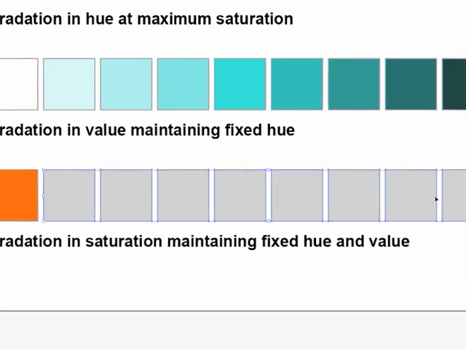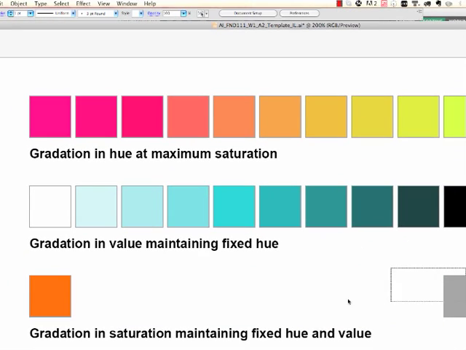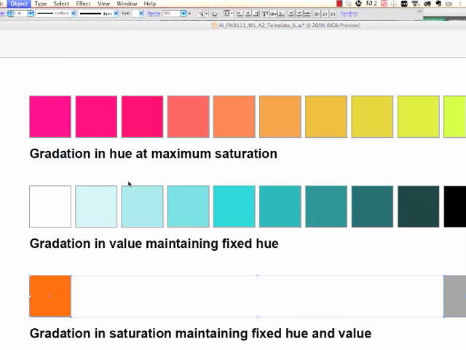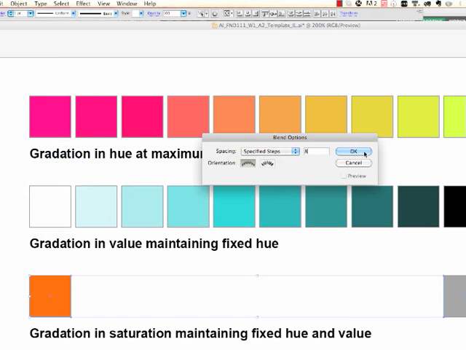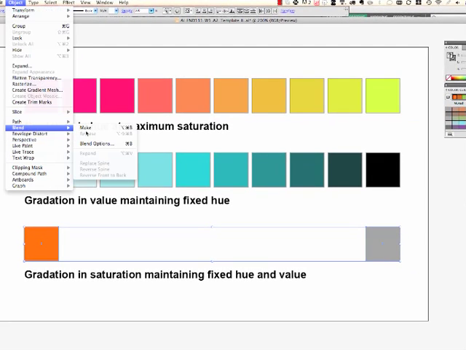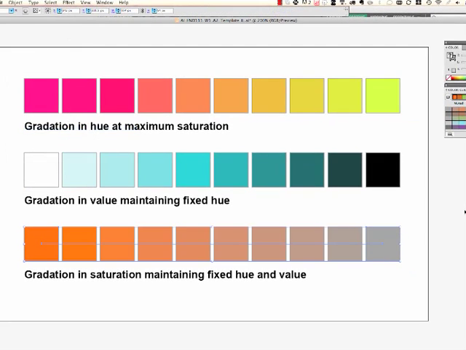And then you can go ahead and delete these 8 steps and repeat the process. Object, blend, blend options, and we want 8 steps there, so we click OK, object, blend, and make. And there we have it. And the assignment's done. Easy.